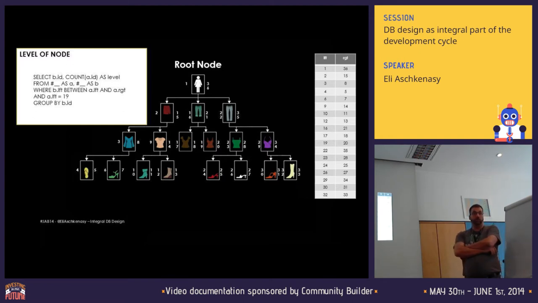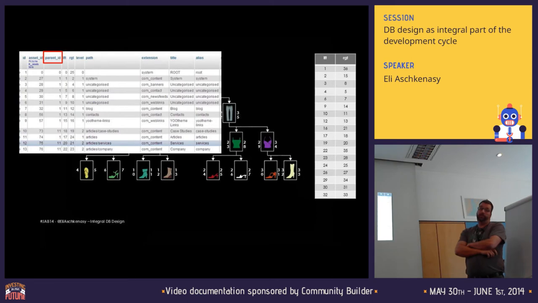It's essentially you're getting all the path, and then group it. You're getting the path, and you just group it by the ID on a counter and group it by ID. Okay. Same thing goes with parent ID.